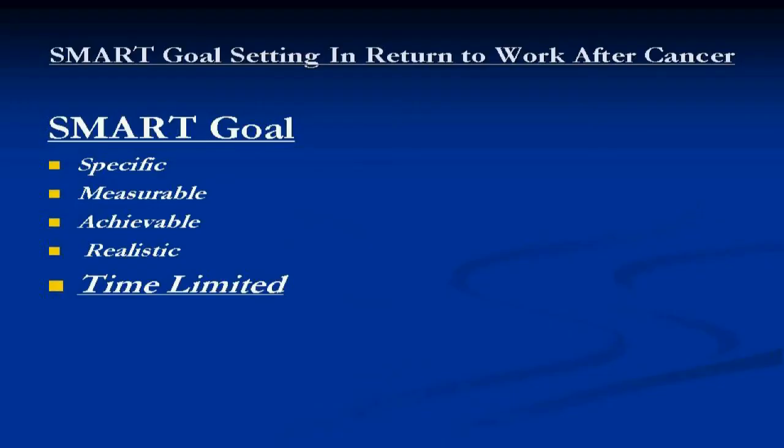Okay, finally, T is for time limited. This one's really straightforward. Basically, it just reminds you that a SMART goal always needs to be put into a specific time period. So you never say, I'll apply for 6 new jobs. You'll always say, I'll apply for 6 new jobs this week.